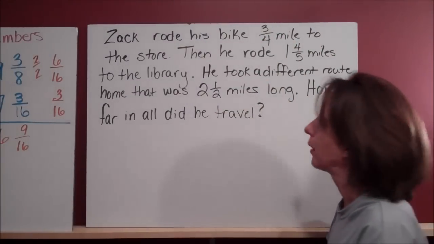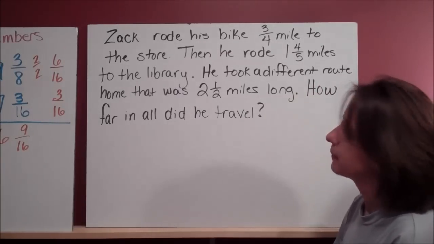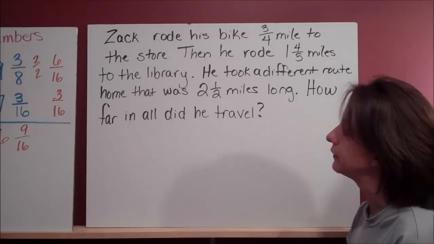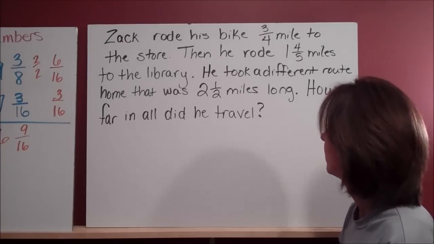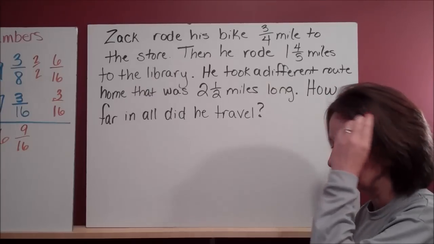Now let's use it in a word problem. Zach rode his bike 3/4 of a mile to the store. Then he rode 1 4/5 miles to the library. He took a different route home that was 2.5 miles long. How far in all did he travel?